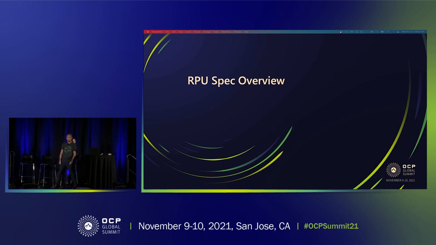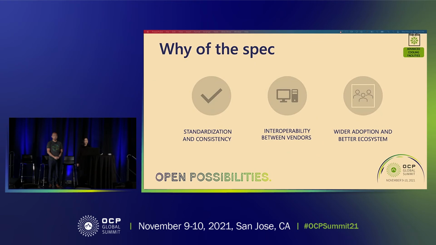Thank you, Dennis. So Dennis already discussed two different implementations of air-assisted liquid cooling solutions, and I wanted to dive deep a little bit towards the RPU spec. So RPU, which is short for reservoir and pumping unit, is the brain and the hub of the entire AALC solution. So why do we want to have such a spec?